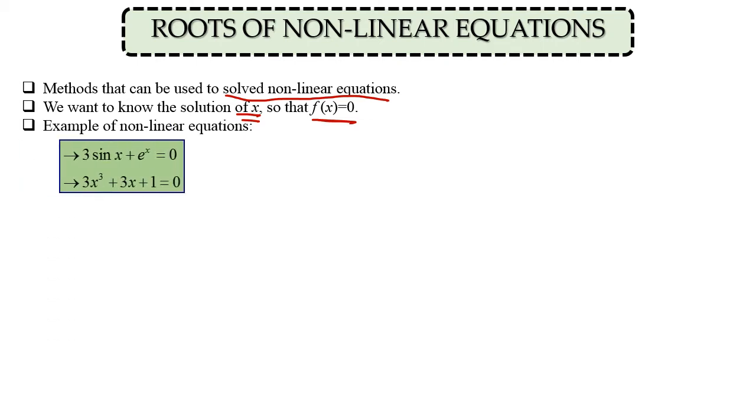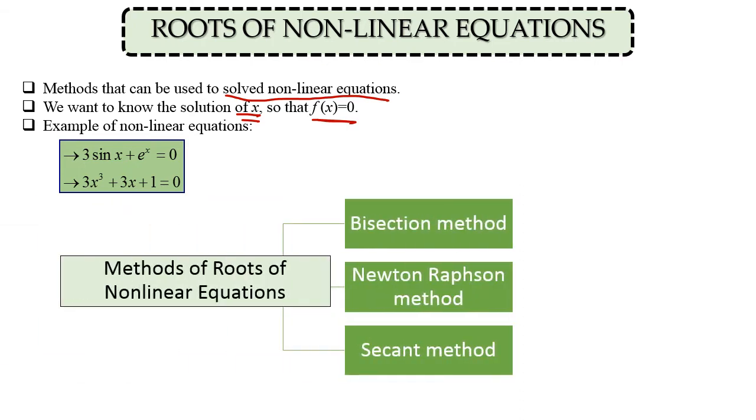So what is a nonlinear equation, class? These are examples of nonlinear equations, where if you see here, it's quite difficult to solve manually or by using analytical method. So here we're going to use the bisection method, Newton-Raphson method, and also secant method to solve the nonlinear equation. Remember, our objective is to find the value of x, and after you substitute into f(x), you get equal to 0.